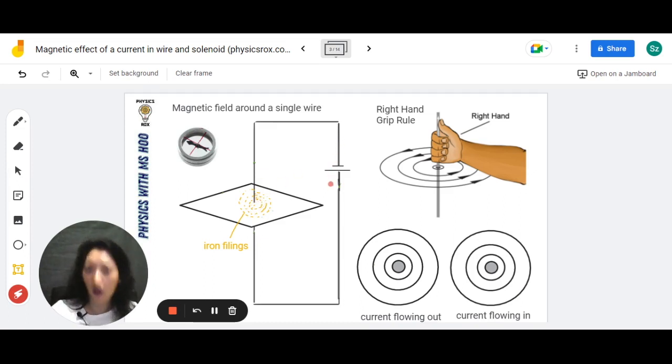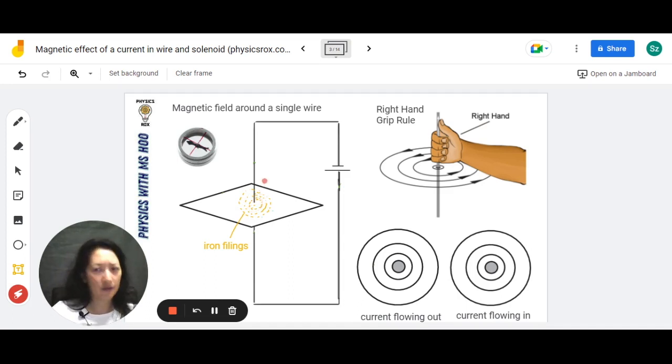If you switch off the current, or this is an incomplete circuit and there's no current flow, and then you try to, let's say you shake this and try to scatter the iron filings again to see if they will form any pattern, you'll find that no, there's no pattern formed. But the moment you switch on the current, the iron filings would start to form the circular shapes again, proving that there are magnetic fields around this wire and the pattern of these fields is circular.